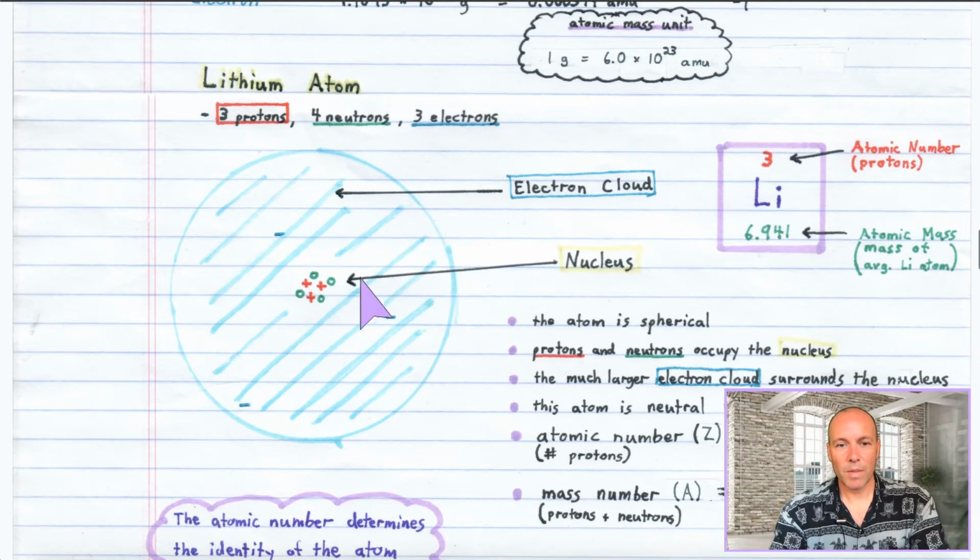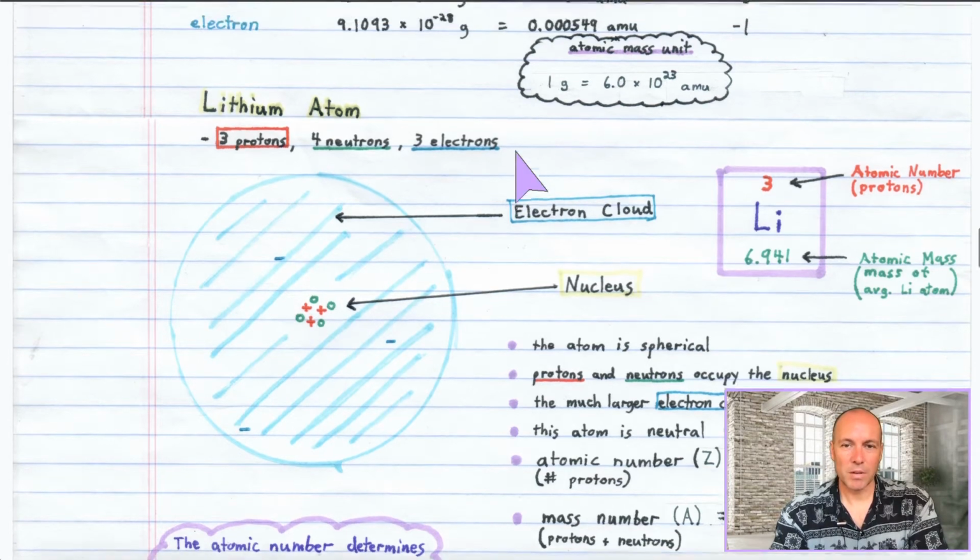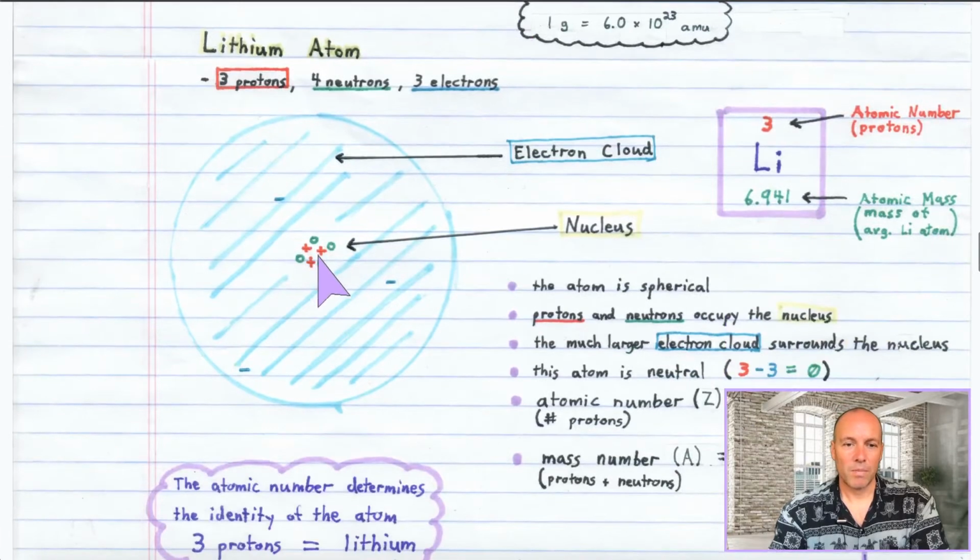Now, the atom is roughly spherical. The protons and the neutrons, the heavy particles, remember these are the heavy ones, are located in the nucleus of the atom. So the very center of the atom is a region called the nucleus, which contains the protons and neutrons. The much larger electron cloud surrounds the nucleus. The electron cloud is another name for the region of space that the electrons buzz around in.